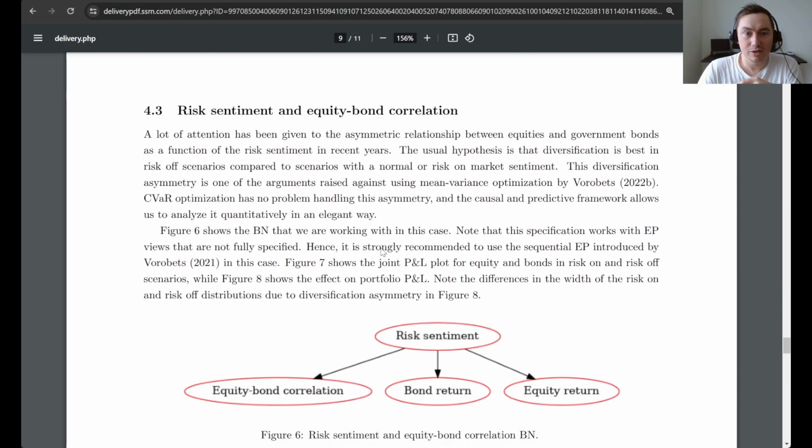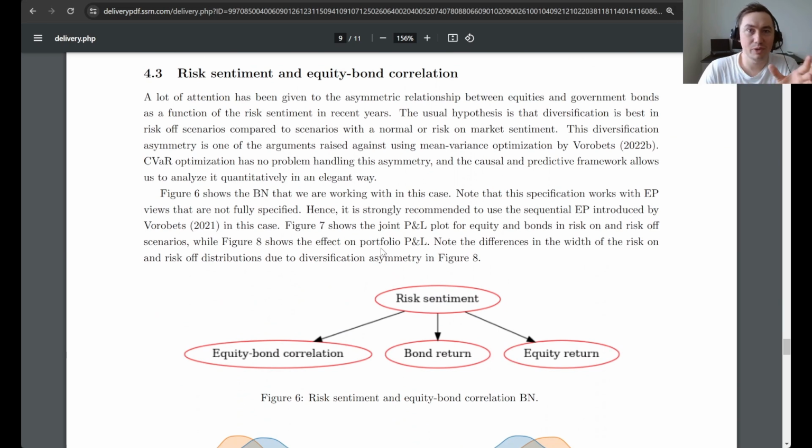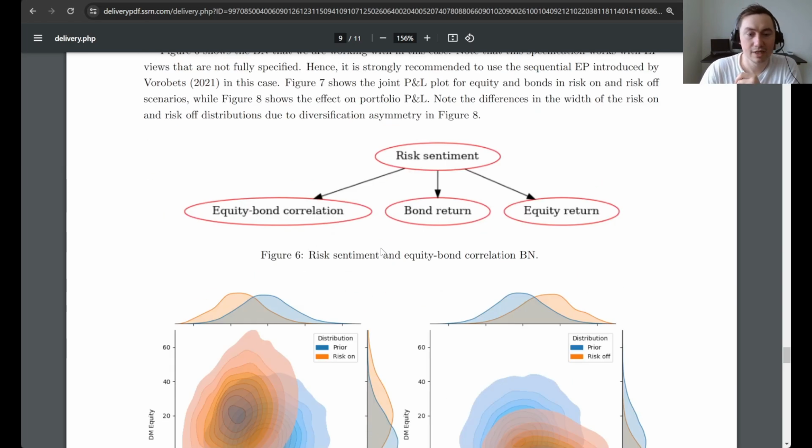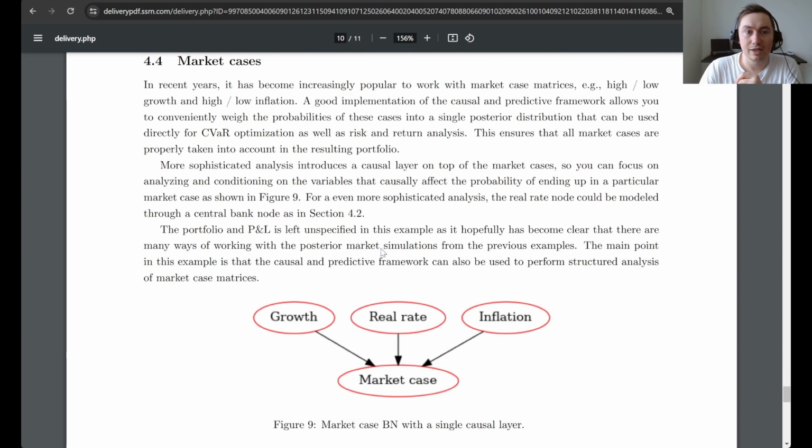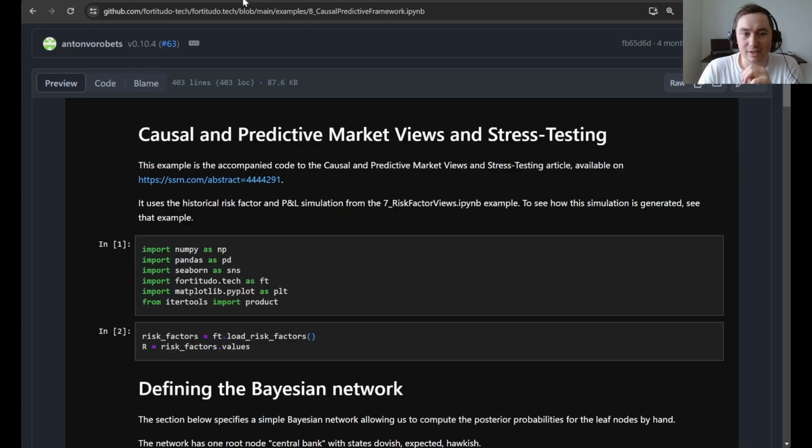After that, we have some analysis with risk sentiment and equity bond correlation, also something that investment managers talk about in practice. And then finally, we have this market cases case study that you can read more about.